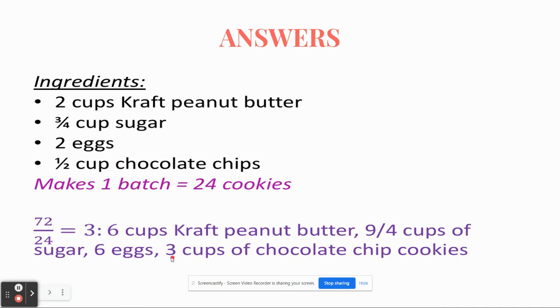No, that should be 1.5 cups of chocolate chips, because that would be 3 over 2. So that's a mistake there. Though, I mean, the more the merrier. Put more in there, of course. But if we want to follow the basic recipe, we multiply everything by 3.